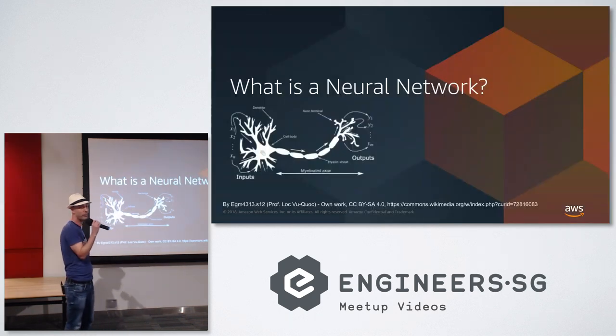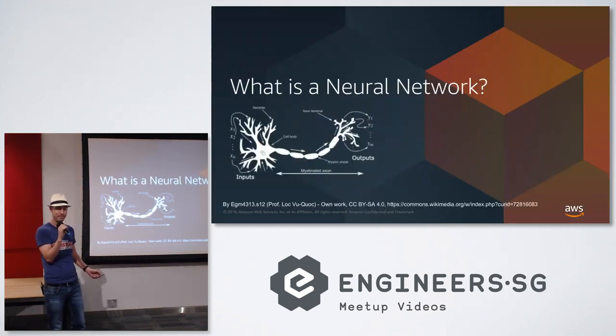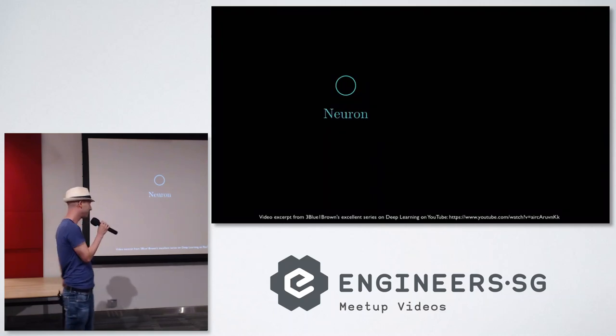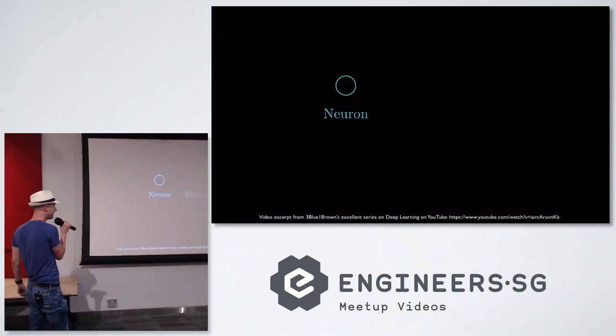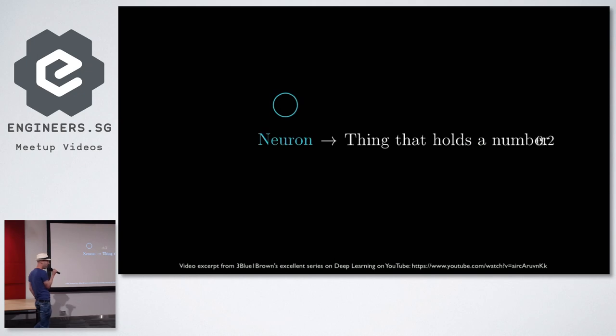So what is a neural network in more detail? Okay, so a neuron. You can think of a neuron as just a thing that holds a number. It's like a cell in some graph. It could be 0.2, it could be 0.8. It's usually a decimal. Think of them as just decimal numbers.